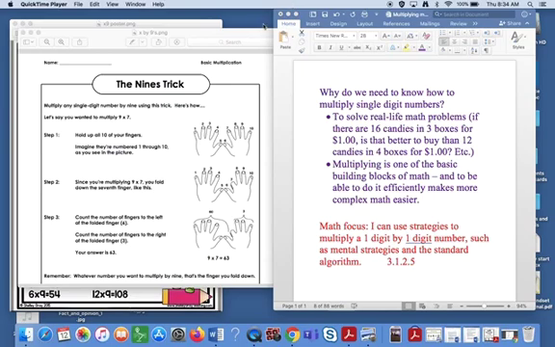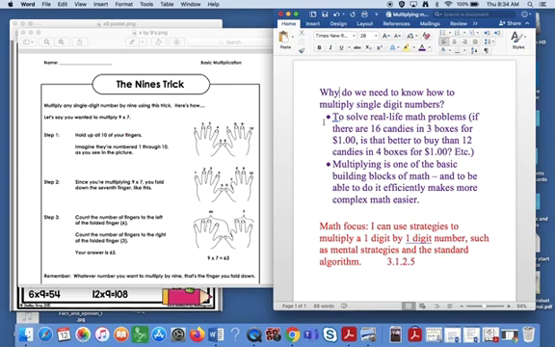Hello, third graders. Today we are going to work on multiplying by nines. We have been working on different strategies to multiply all of these single digit numbers by single digit numbers, and today we are working on the nines.